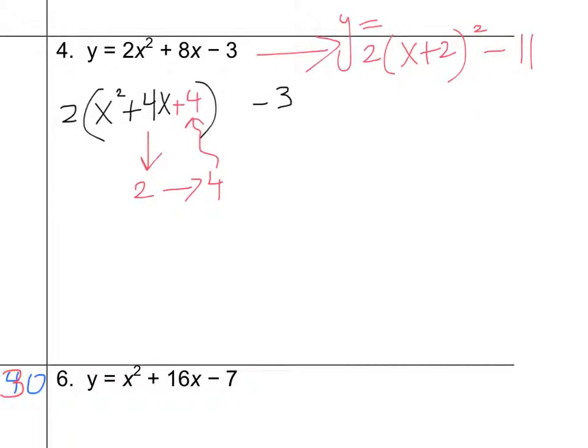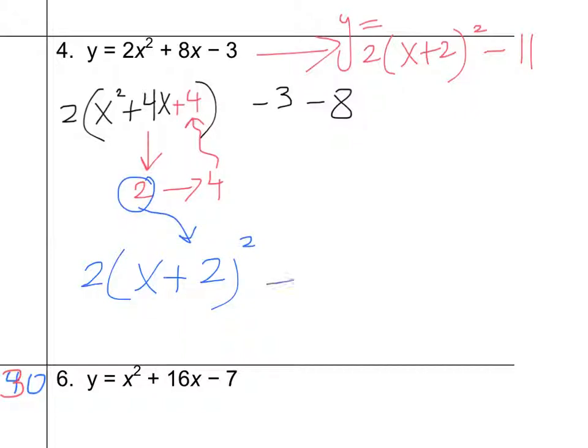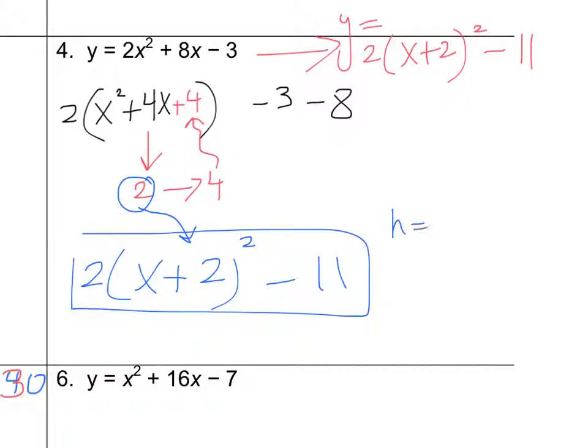Now by adding a 4 on the inside, I actually added an 8 because 2 times 4 is an 8. So you need to balance that out by subtracting an 8 on the outside of the parentheses. Now my perfect square is going to be 2 times x plus 2 to the power 2. So remember, it's the b divided by 2, minus 11. So the h is negative 2 and the k is negative 11. So my vertex has the coordinates negative 2, negative 11.